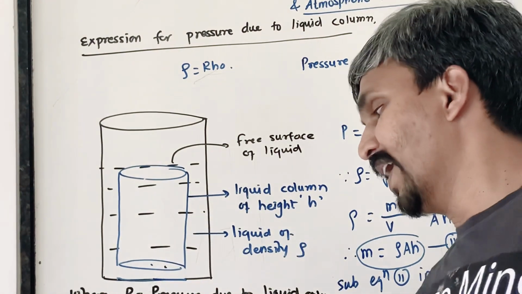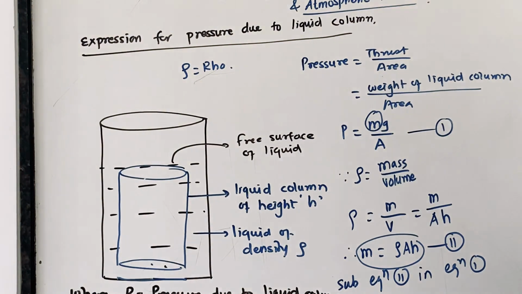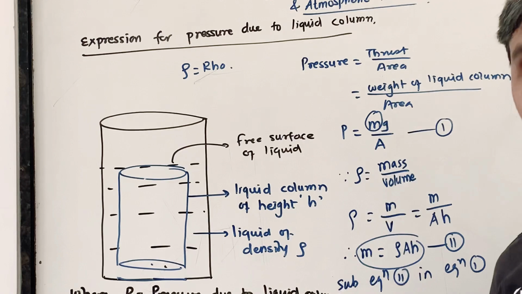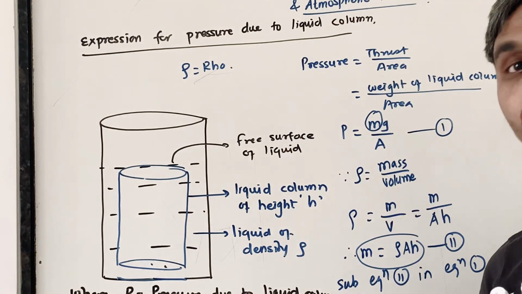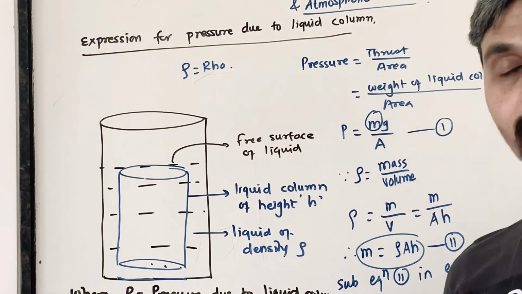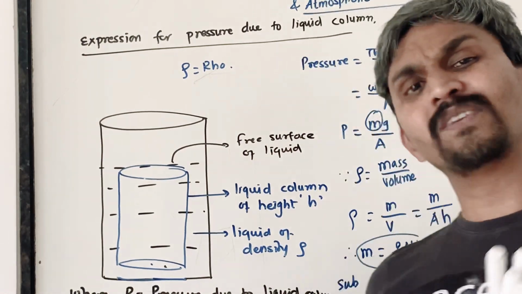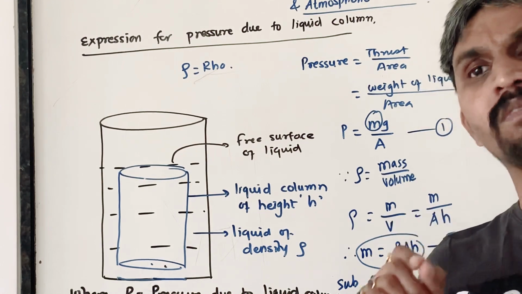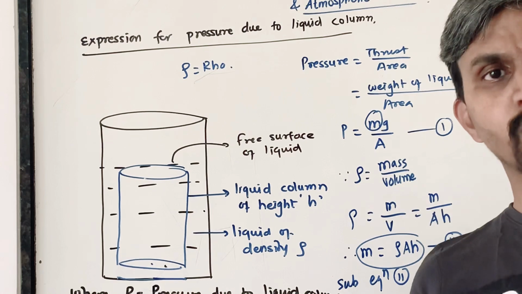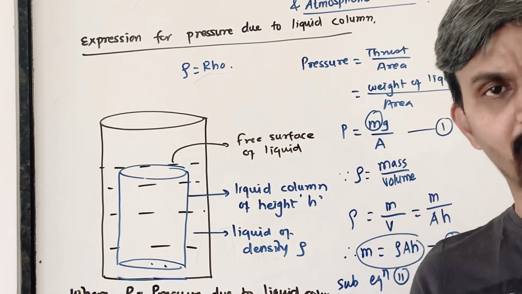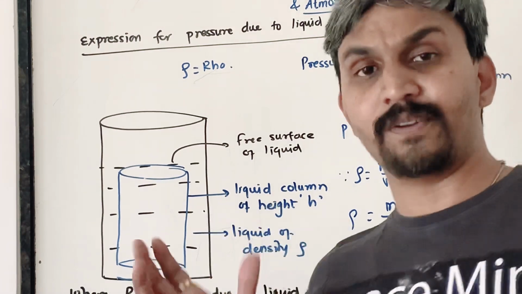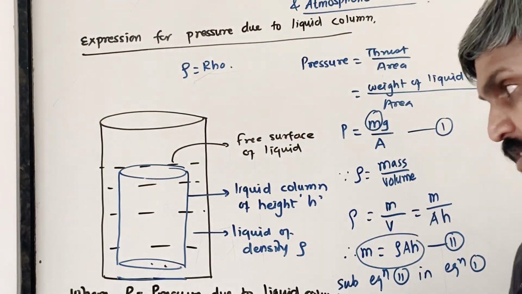And G is acceleration due to gravity. Now, if the value of G is not given, according to physics, you have to write 9.8. But if your school teacher says you can take 10 instead of 9.8, then go for 10. In boards, they will specify the value of G, whether it is 9.8 or 10. So according to physics, you should write 9.8. But if your school teacher says 10, you can write 10. That's it. So this is about the pressure.